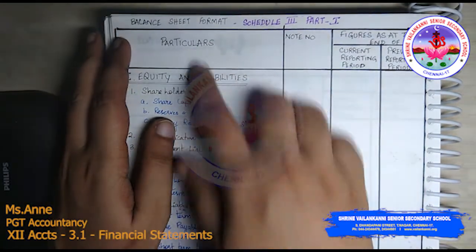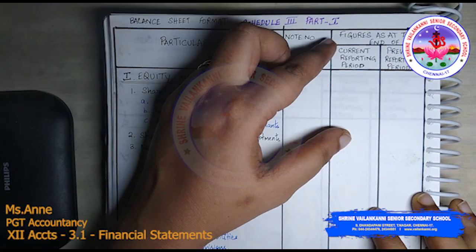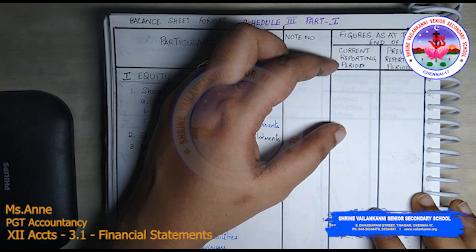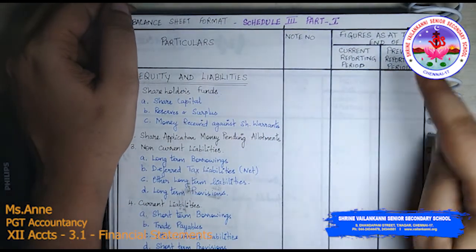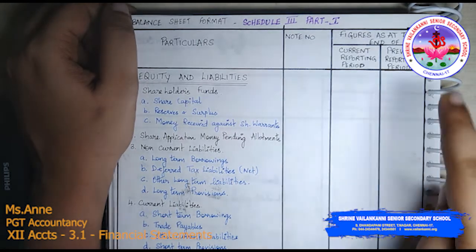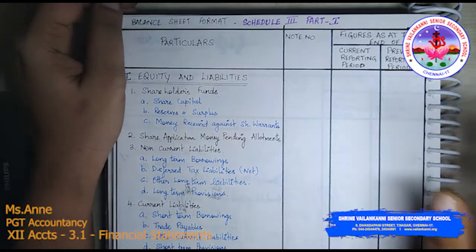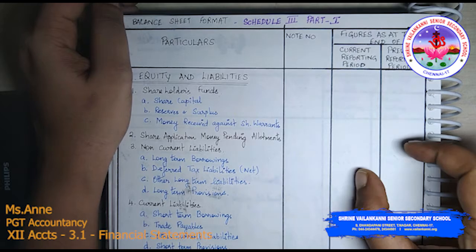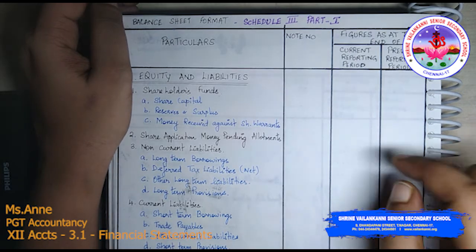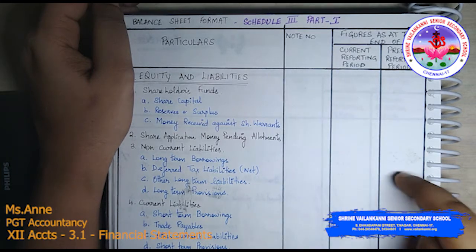So just understand this format: particulars, note number, figures as at the end of the current reporting period. Current reporting period means this year, previous reporting period means last year. When you are presenting the financial statements in your AGM, annual general meeting, you should present them this way, containing the figures of the present year as well as the previous year.